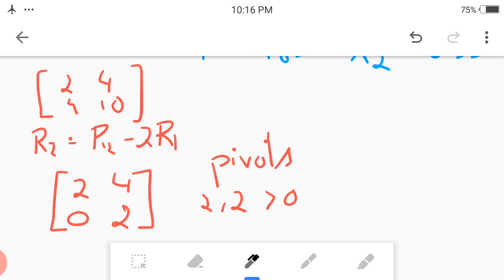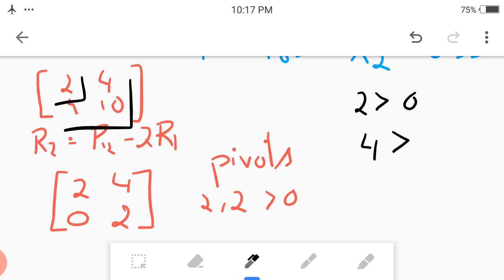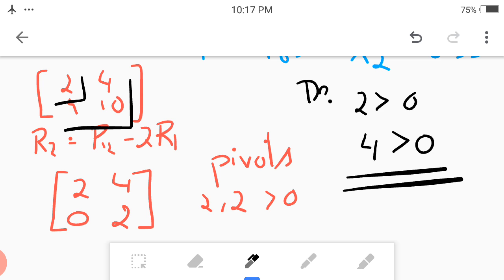Let's calculate the determinant now. This is your first determinant. 2 is greater than 0. What about your 2 cross 2 determinant? That's 2, 4, 4, 10. You get 20 minus 16. 4 is greater than 0. This is your determinant. So positive definite matrix is a little clear, right? Shall we take one more example to solve this?